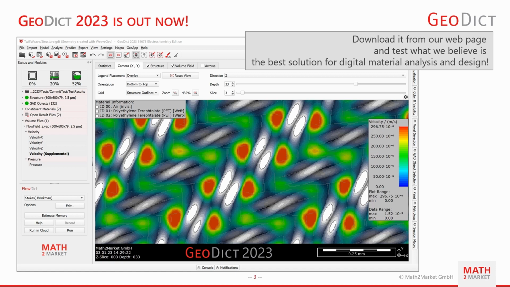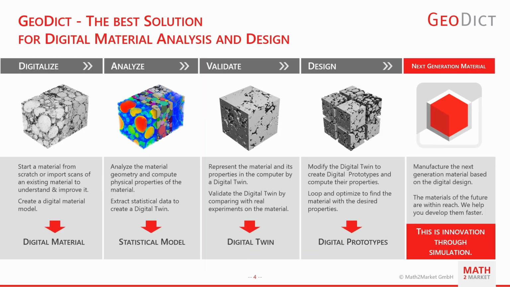What we mean with digital material analysis and design mentioned on the slide before is shown in the workflow on the current slide. It often starts with the input of a 3D image of a real material. Afterwards, the image is analyzed to understand the material and its properties. This step alone can already be very useful.